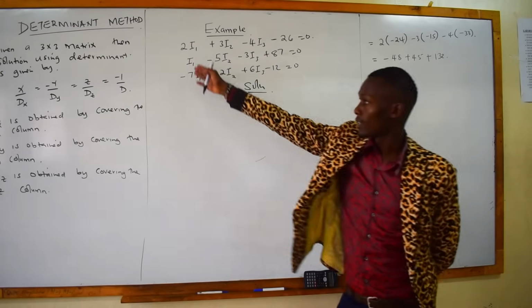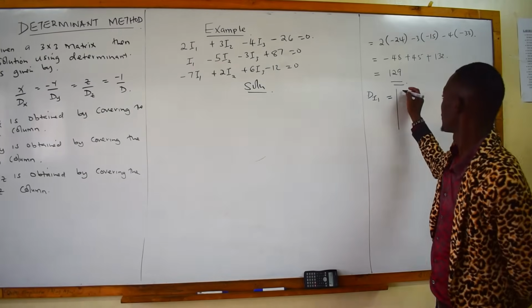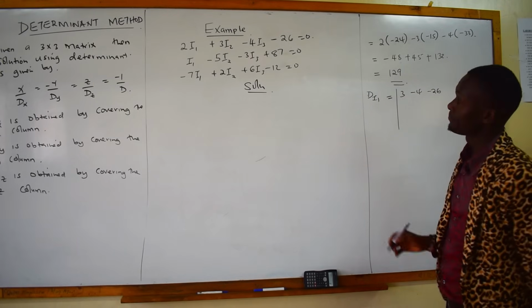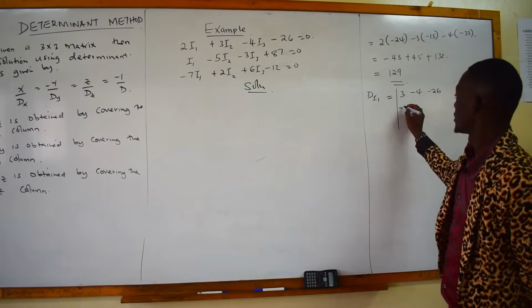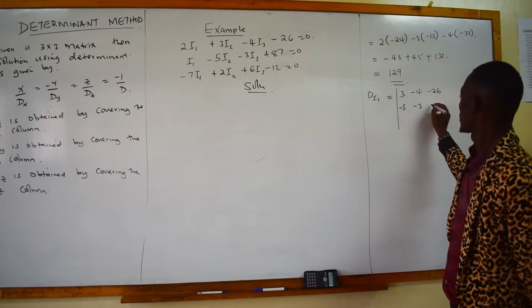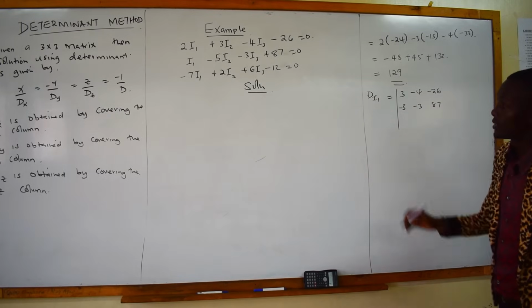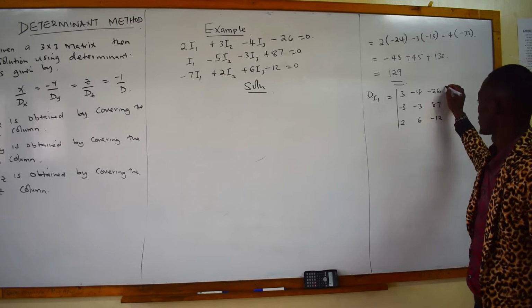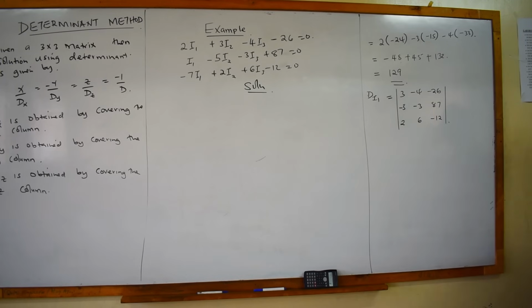Now closing these terms here, we have 3, negative of 4, negative of 26. Then you have negative of 5, negative of 3. Then you have 87, then you have 2. You have 6, you have negative of 12. So you're supposed to find the determinant for that.